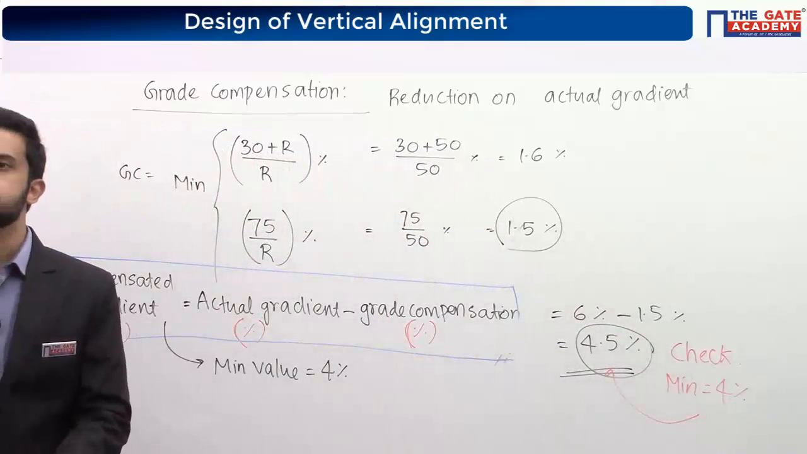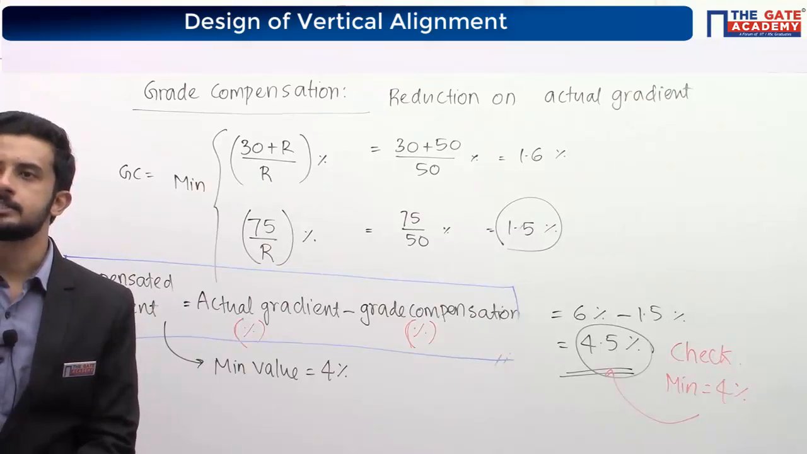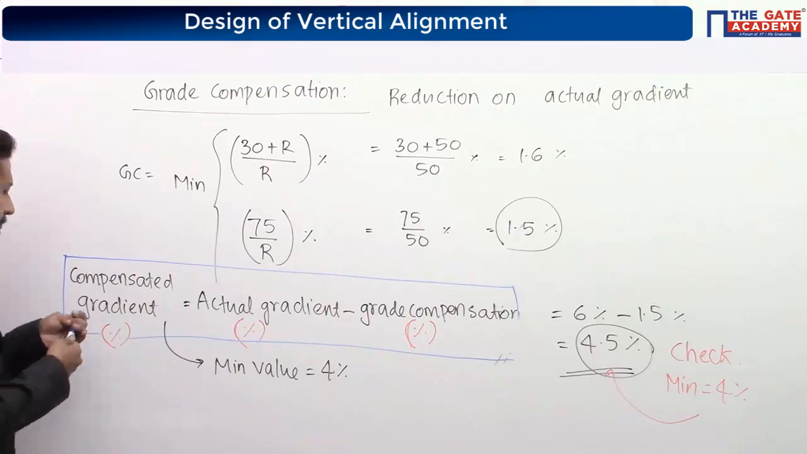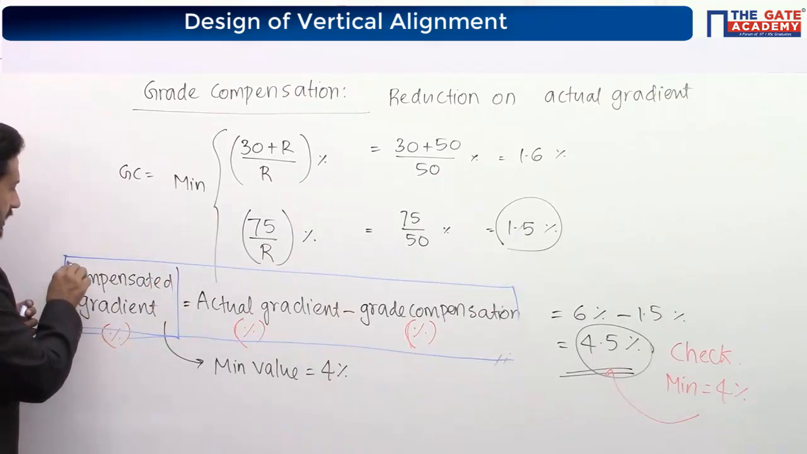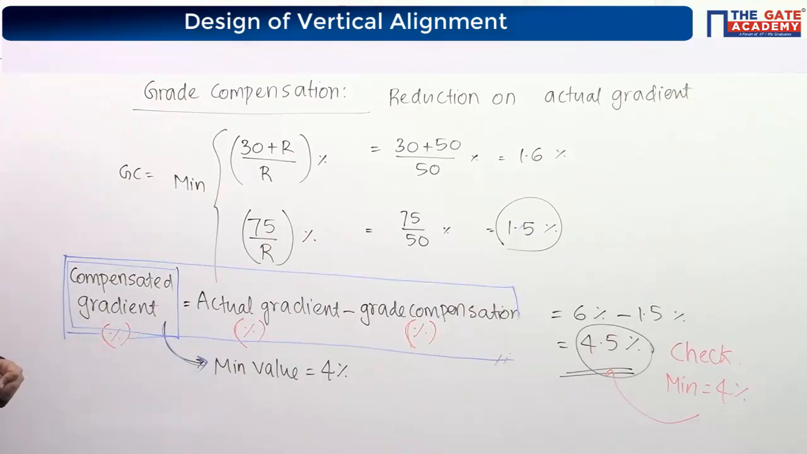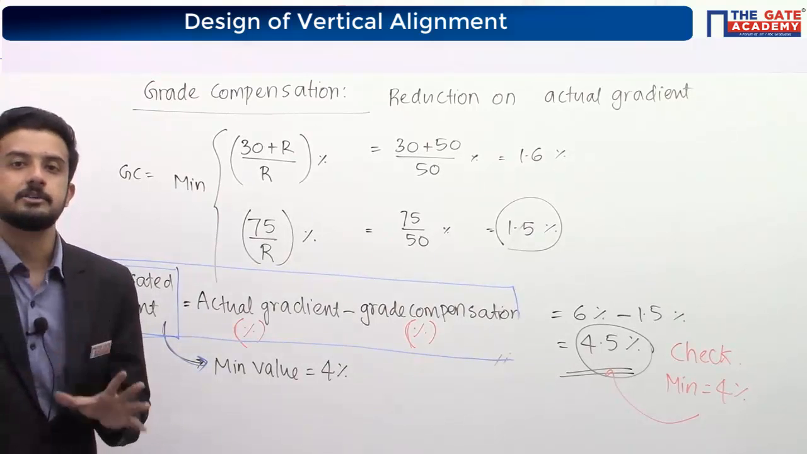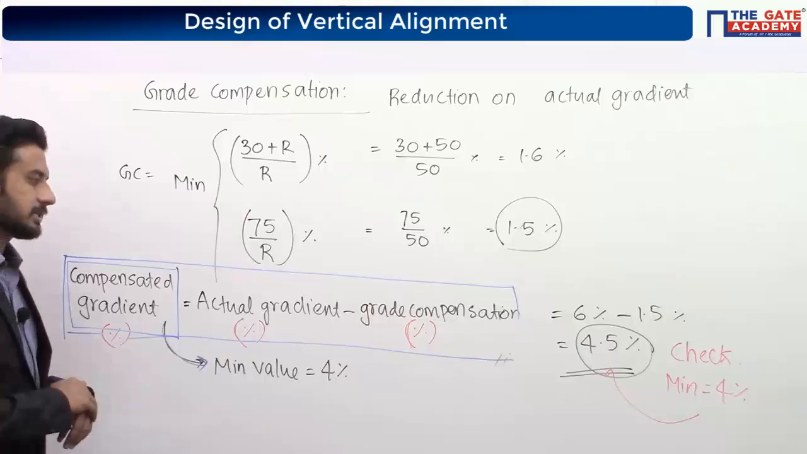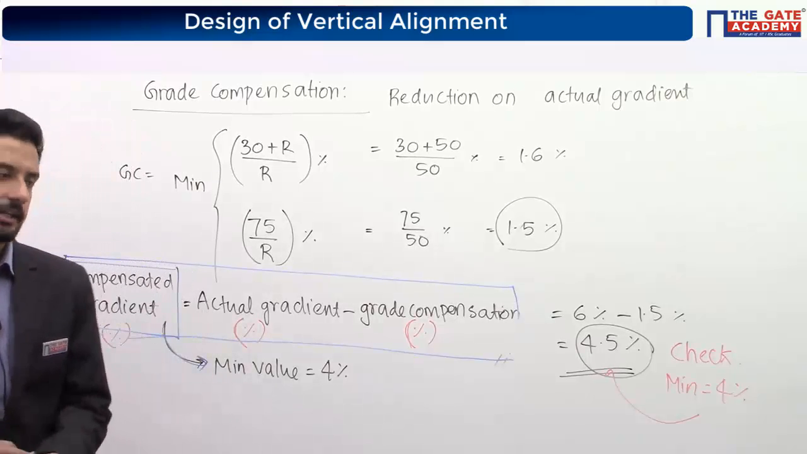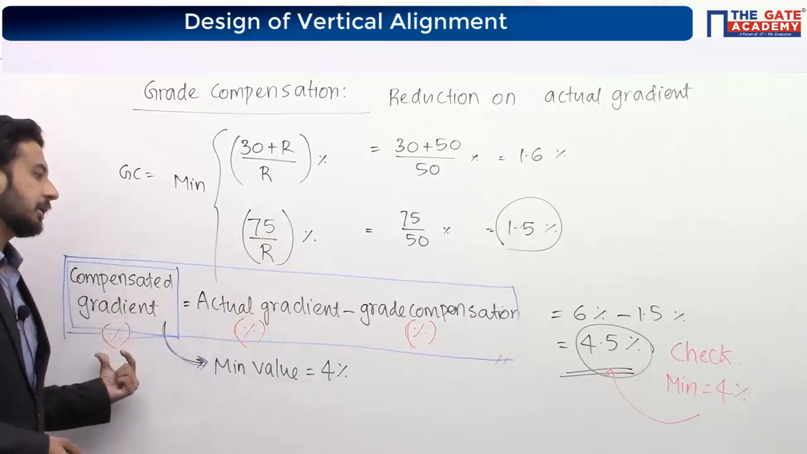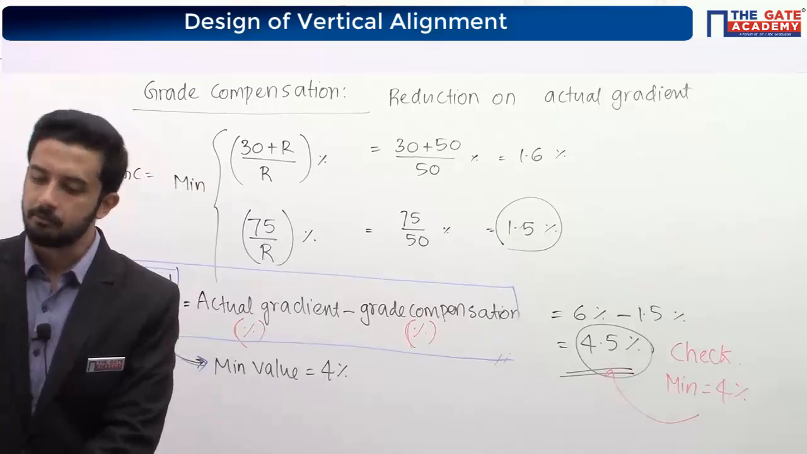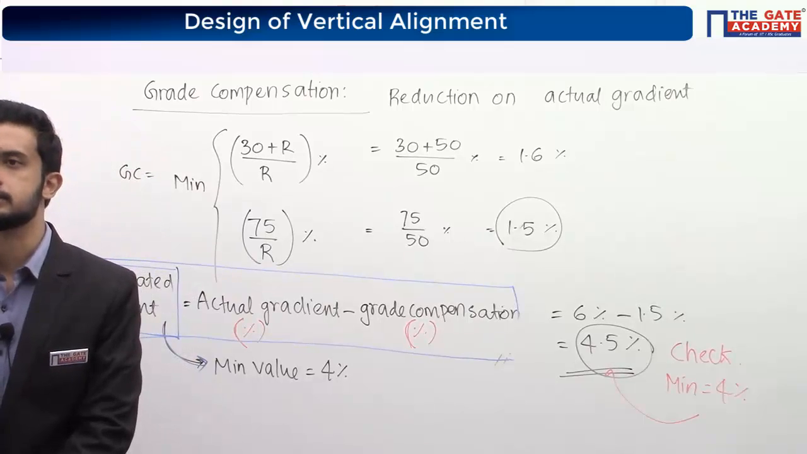Understanding everyone? Is 4% for GC or CG? 4% is for compensated gradient. After minusing, the value should be at least 4%. Minimum is 4%. The compensated gradient, the final value you get after minusing, should be at least 4%. Okay, getting very good, everyone getting now 4.5%.